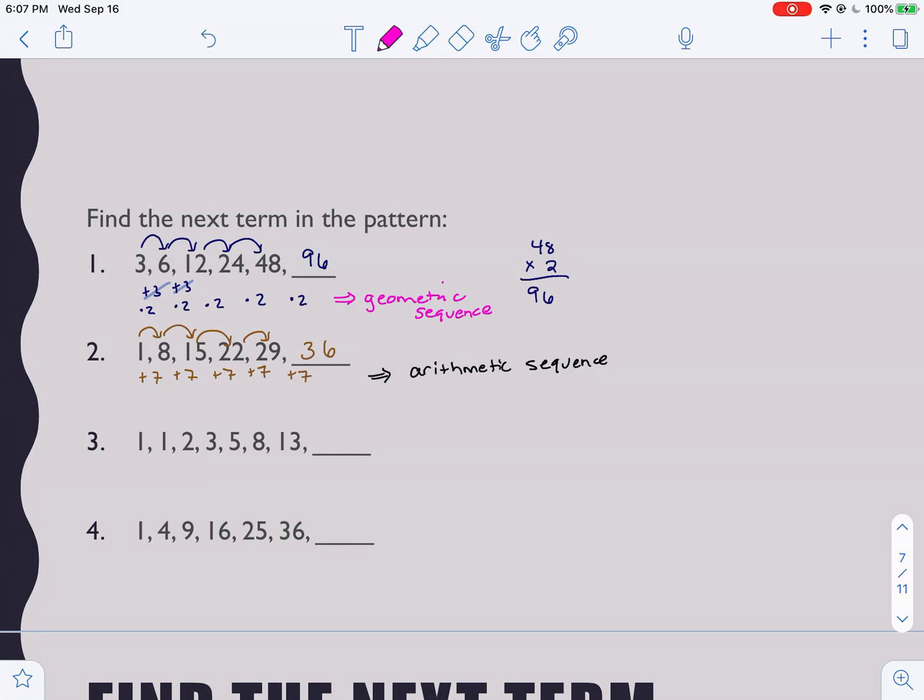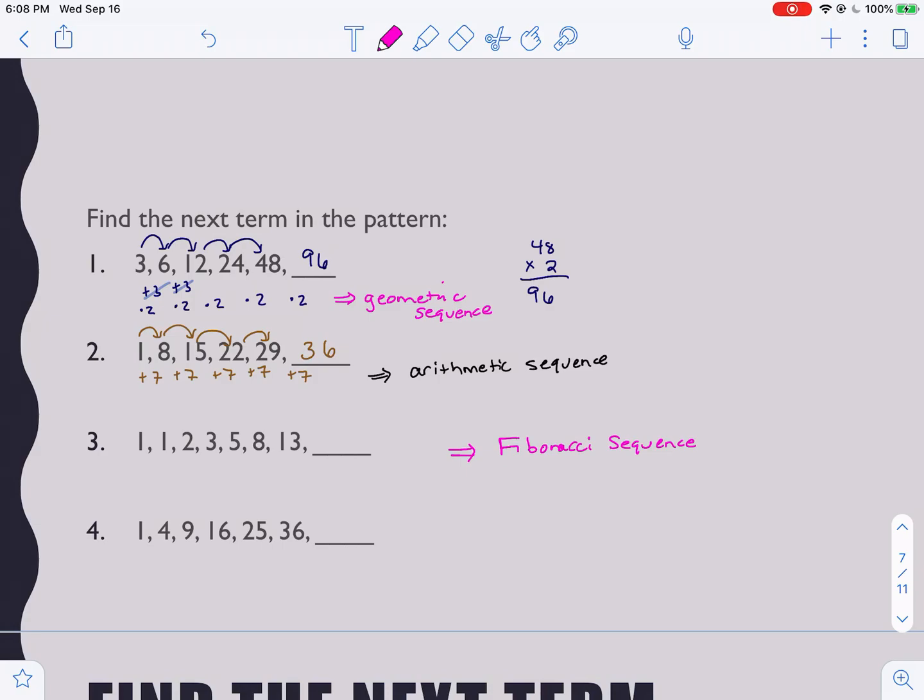1, 1, 2, 3, 5, 8, 13. This sequence has a special name. It's the Fibonacci sequence. Some of you guys might have heard of this before. It occurs a lot in nature. It's how pine trees or things that occur in a circular pattern create their spirals.